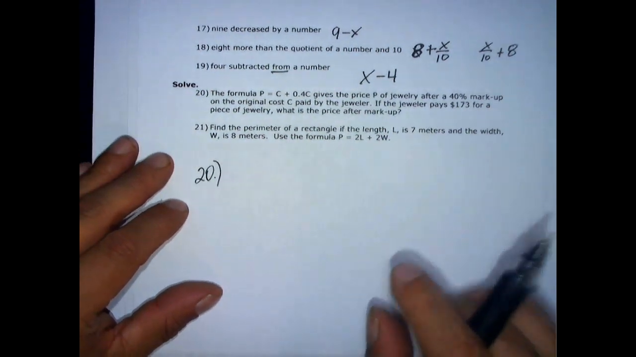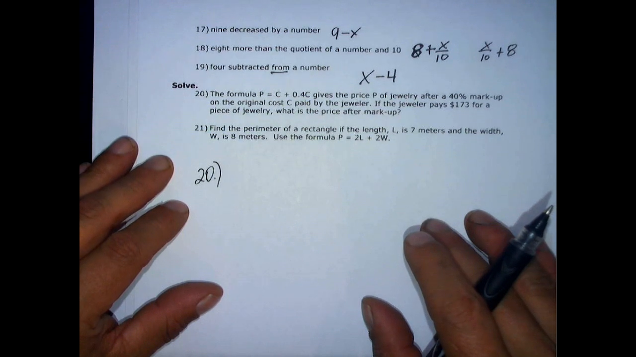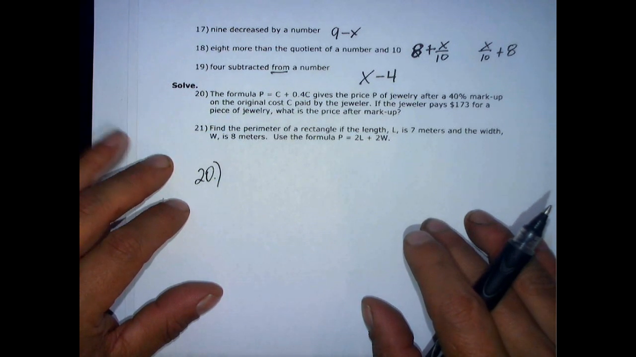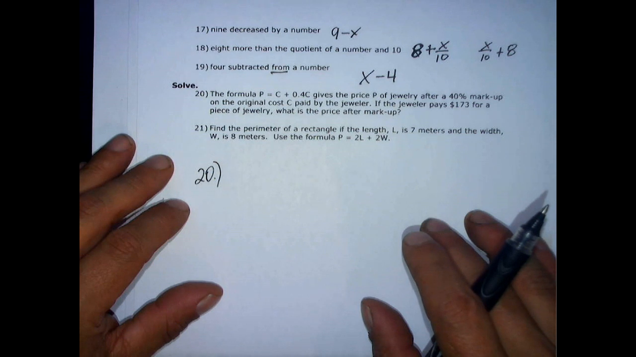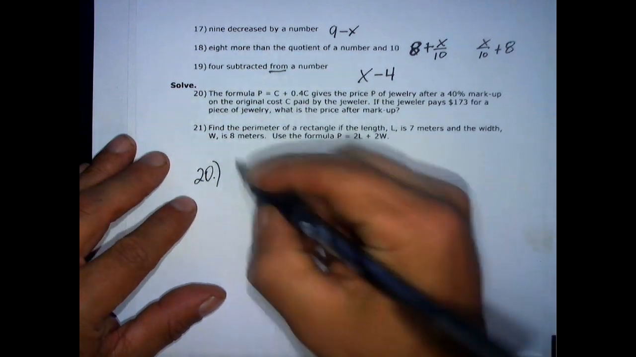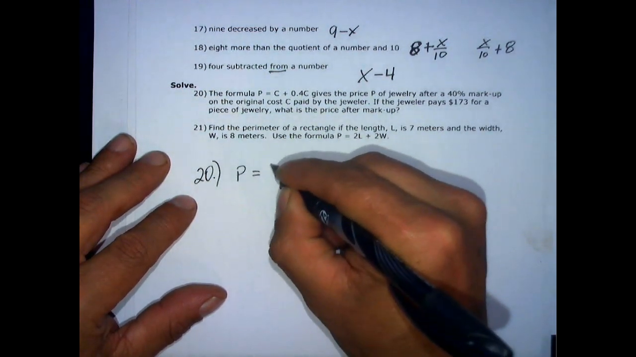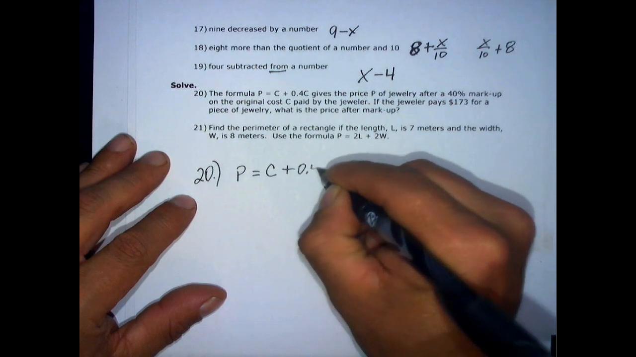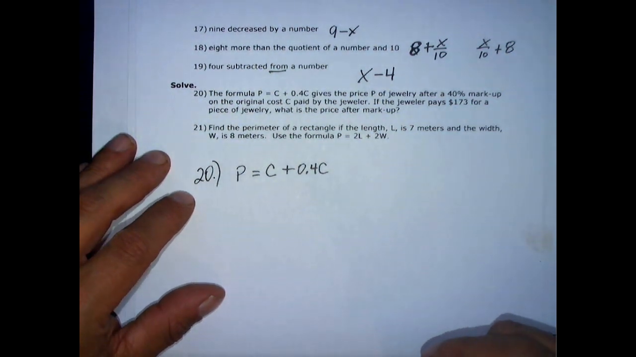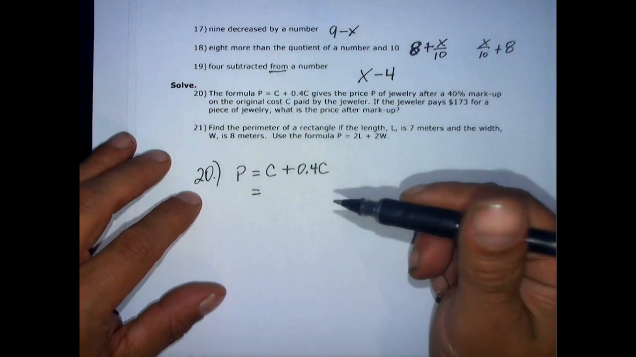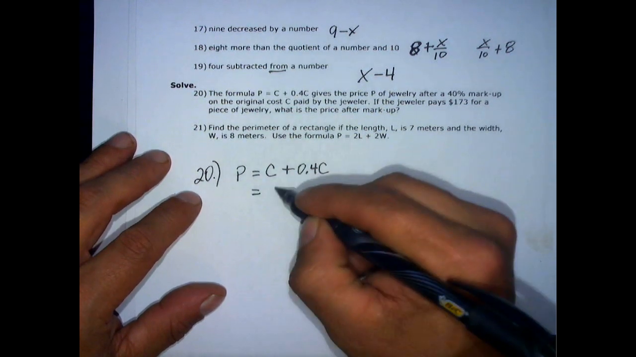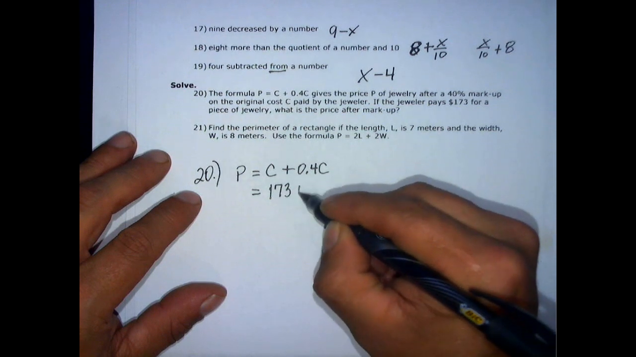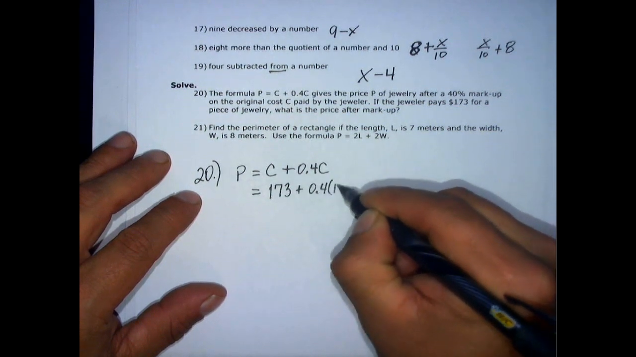The formula P equals C plus 0.4C gives the price P of jewelry after a 40% markup on the original cost C paid by the jeweler. If the jeweler pays $173 for a piece of jewelry, what is the price after the markup? Okay, so P is equal to the original cost plus 40% of the markup. Just like that. Okay. So C, in this case, is 173 plus 0.4 times 173.